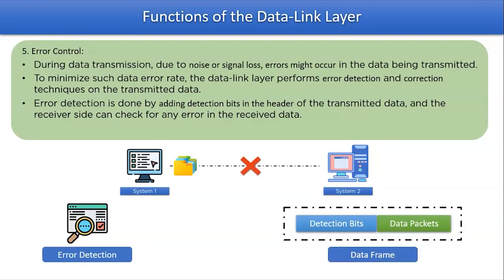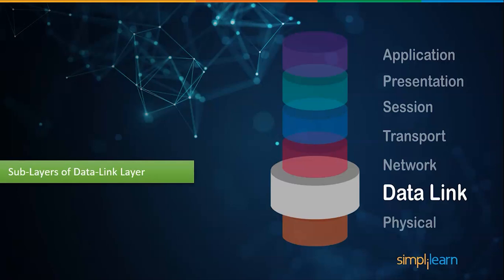During data transmission due to noise or signal loss, errors might occur in the data being transmitted. To minimize such data error rate, the data link layer performs error detection and correction techniques on the transmitted data. Error detection is done by adding detection bits in the header of the transmitted data, and the receiver side can check for any error in the received data. Now, let's take a look at the sub-layers of the data link layer.